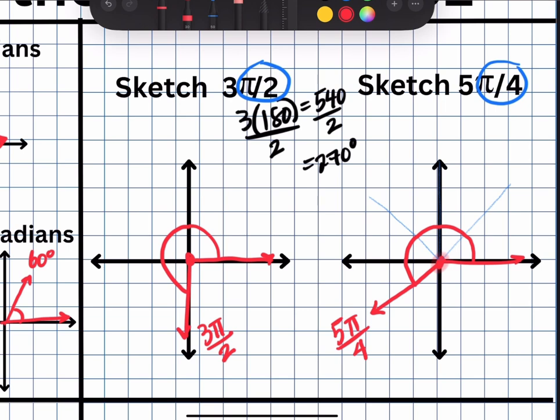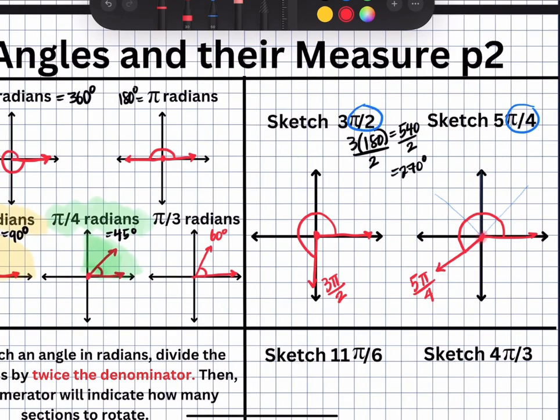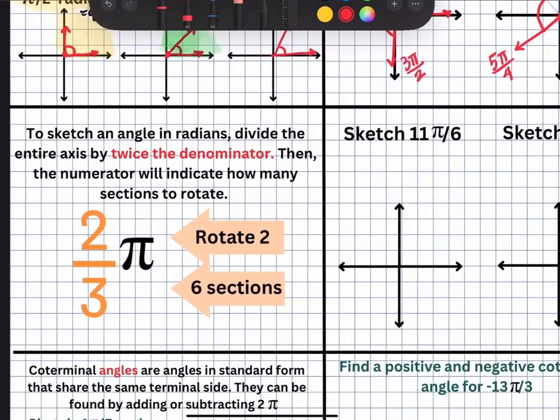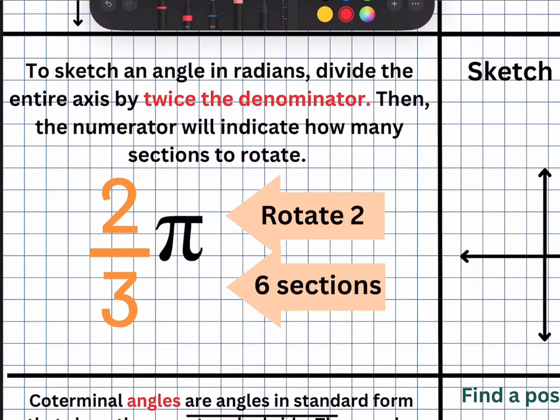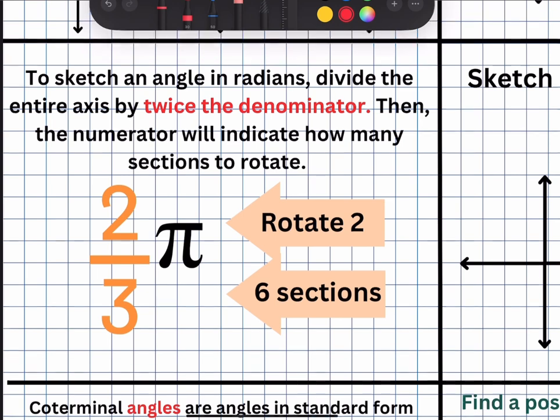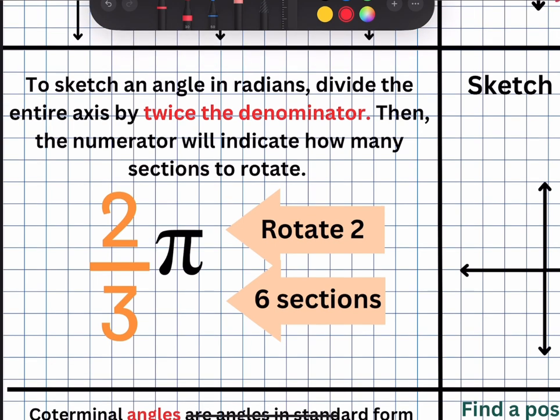Now, if you're kind of following how to graph these radians, but you wish there was an easier way, I do have a kind of trick or a formula. So to sketch an angle in radians, and this is the way that I like to explain to my students that we graph angles in radians, you're going to divide the entire axis by twice the denominator. Then the numerator will indicate how many sections to rotate, okay?